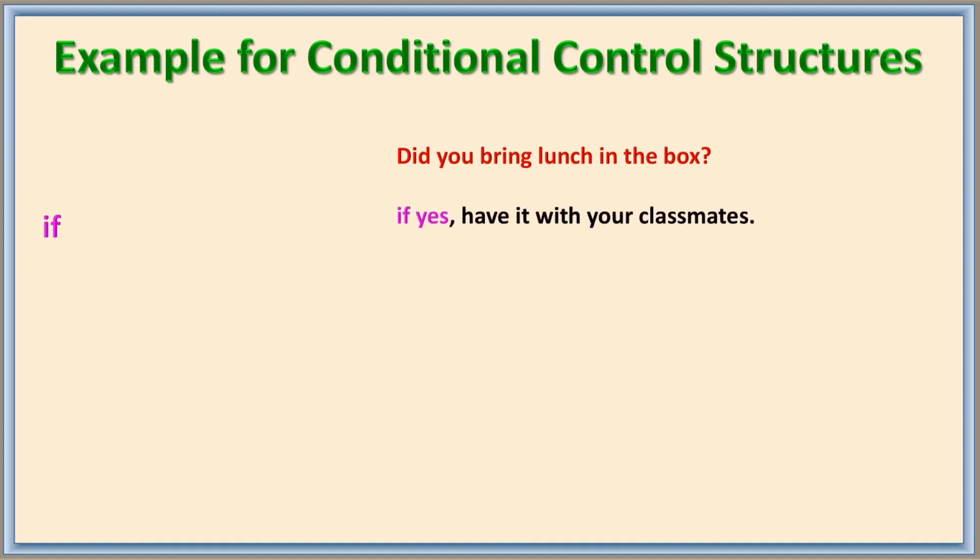This is just a real-time, day-to-day example. Imagine it is lunch time and the teacher is with a group of students. The question is, did you bring the lunch in the box? So how do we use an if condition here? If yes, the statement is: have it with your classmates, the teacher says to the student. This is simply if yes. In case it is not yes, that is false, meaning he didn't bring it, then no other option is given there, so it is just ignored.